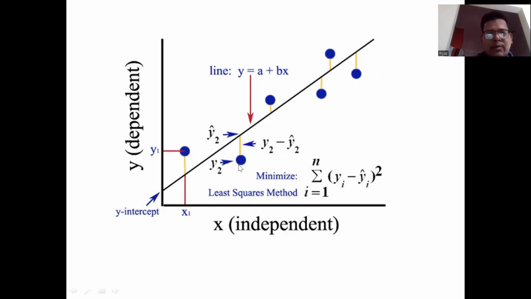Generally we have these dots as our actual data points: y1 when x1, y2 when x2, y3 when x3, y4 when x4, y5 when x5. Through that calculation, by putting those values in yi minus y prediction, I got this line. This is the best fit line we consider.